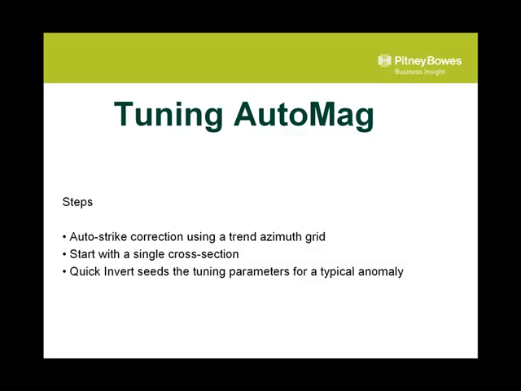In this section, we'll talk about the tuning of AutoMag, where we'll apply auto strike correction using a trend azimuth grid. We'll focus on using a single cross-section, and we'll use the quick invert tool to seed the tuning parameters for a typical anomaly.